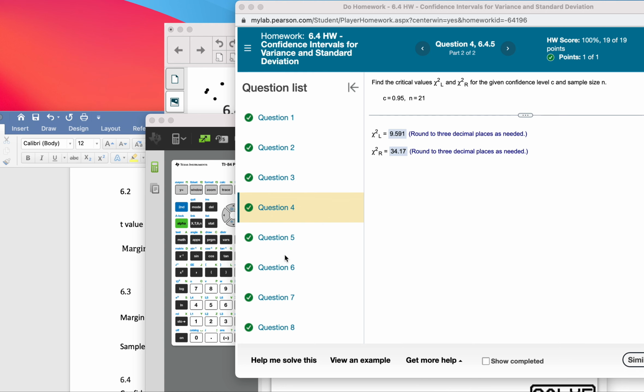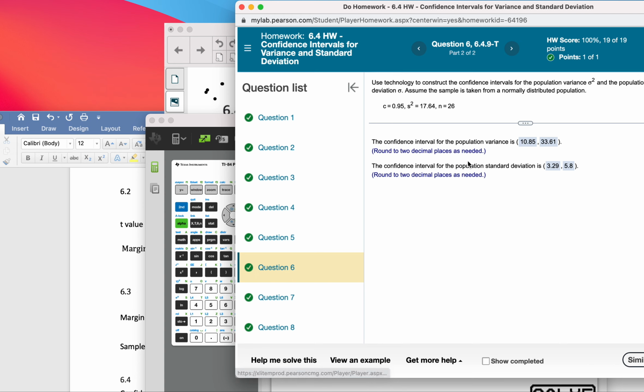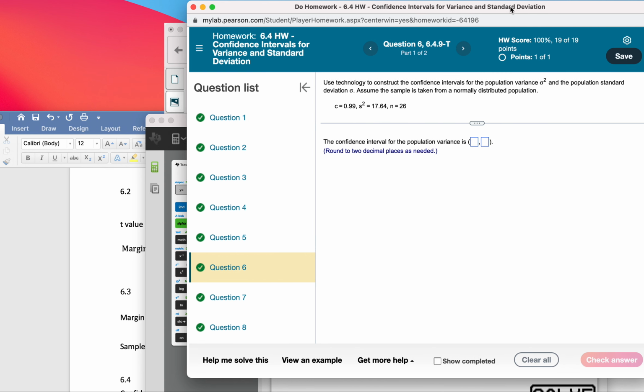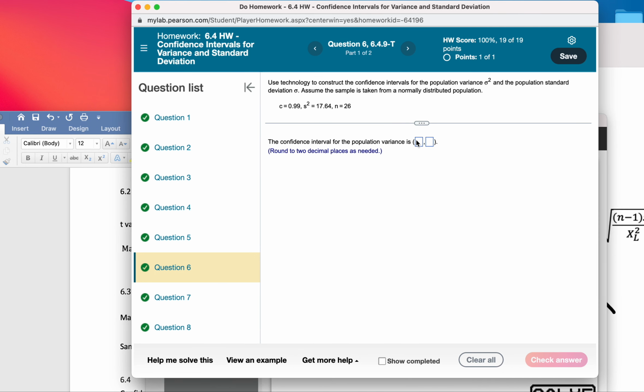Right, so here's number 6. So I'll get a similar question here, get rid of those numbers. Okay, so what are we doing here? We need to find the confidence interval. We need to figure out the number that goes here and the number that goes here.